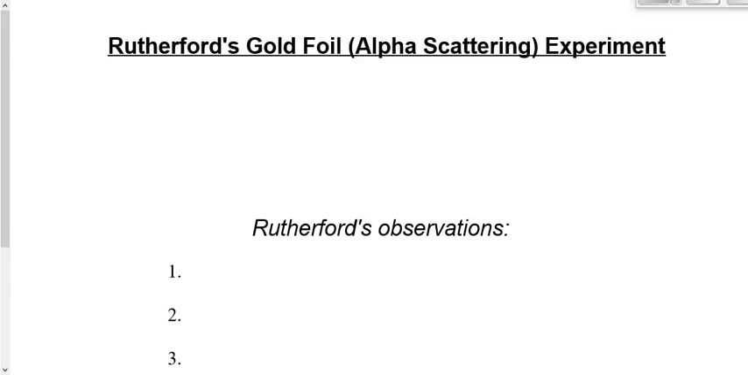We're winding down here, guys. We got a couple more things to cover here this year, and then we are done. Today we're going to cover what we call the gold foil experiment. Sometimes we call it the alpha scattering experiment. If you've taken chemistry, you might be somewhat familiar with this.